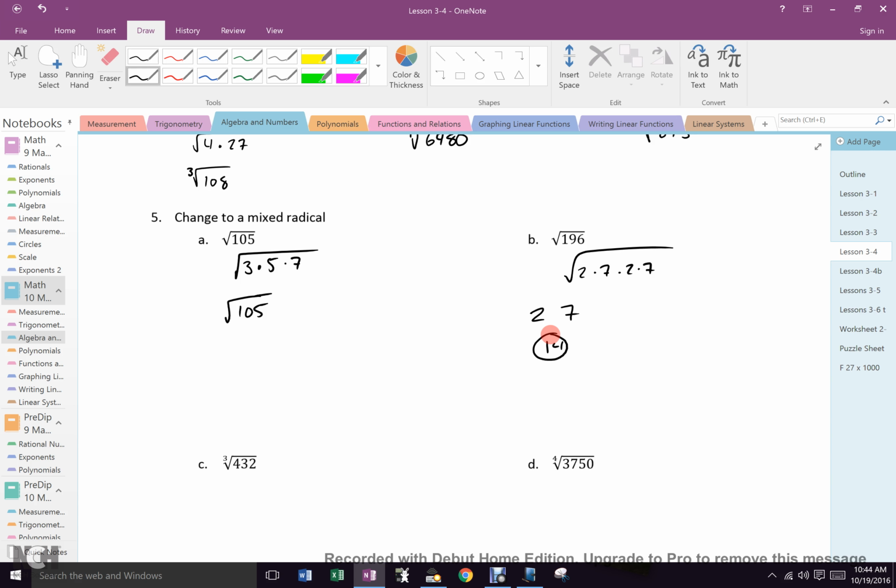Change to a mixed... No, I know. But this is technically a mixed radical because that could be the square root of 1, couldn't it? Do we ever write the square root of 1? Do we ever write 1 anywhere? No. Right? And what's the coefficient here? Oh, nothing. It would be 1, wouldn't it? Right? So, Antonio, you make a very good point.